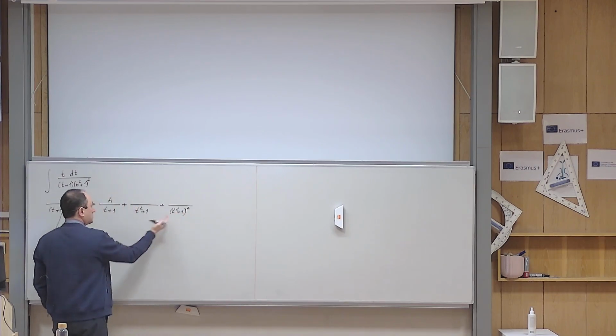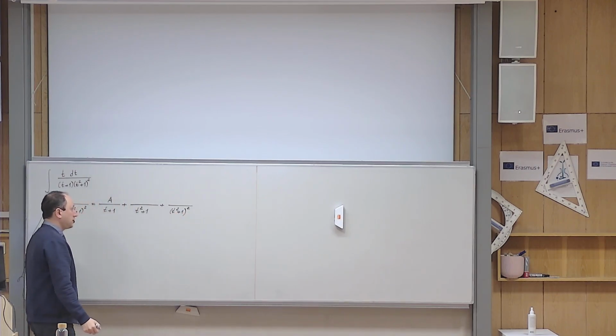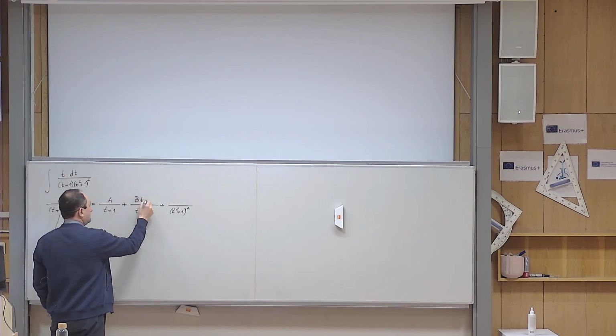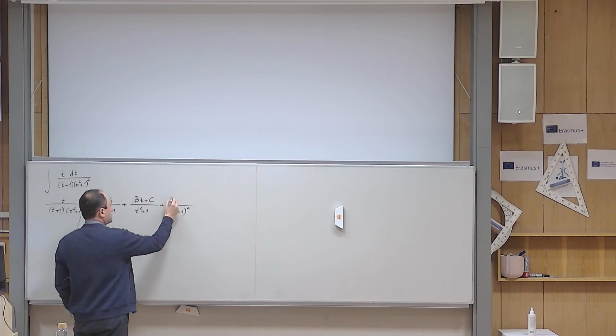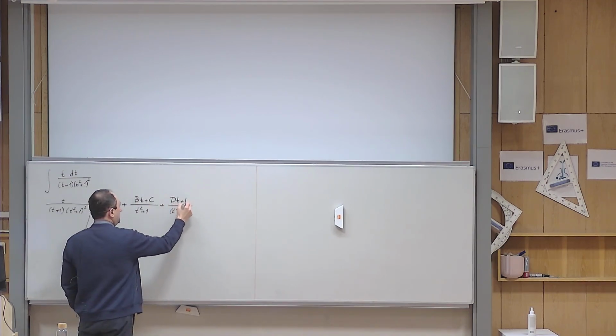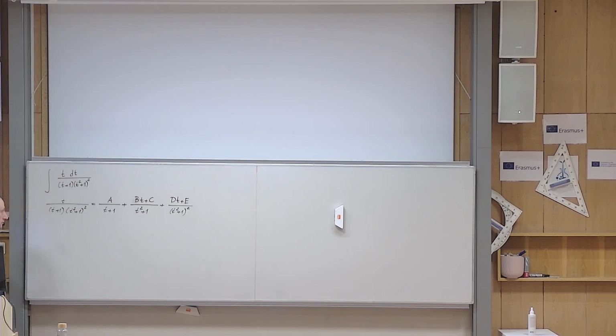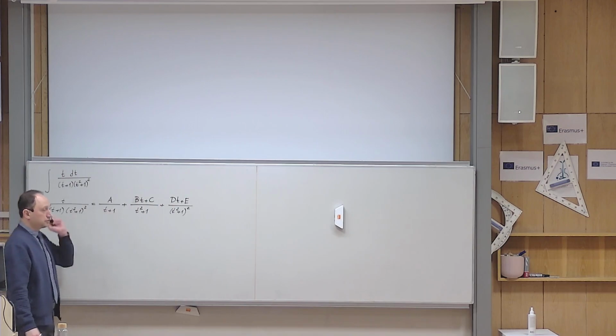Here, these are quadratic terms, so what I write on top is a first degree polynomial in its general form. I have used the letter a here. I start with bt plus c, and here I will say dt plus e. Then I have to fine tune these numbers so that this becomes identical to that one.